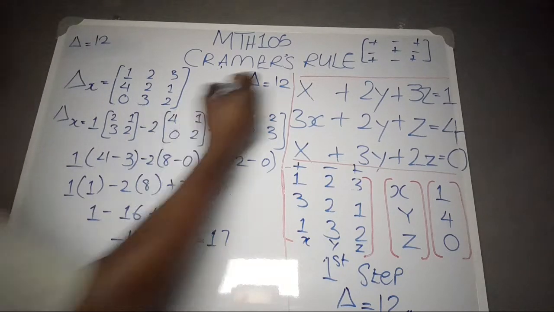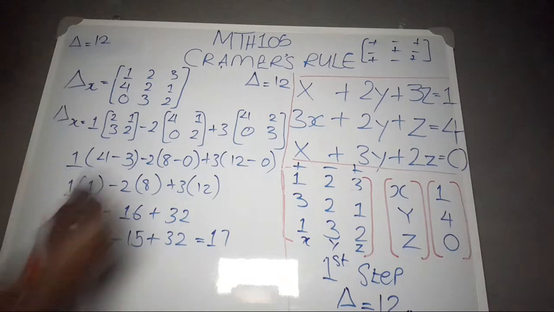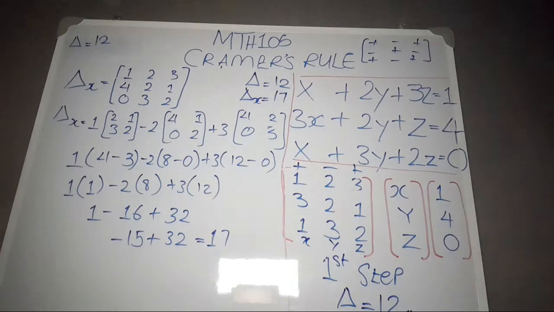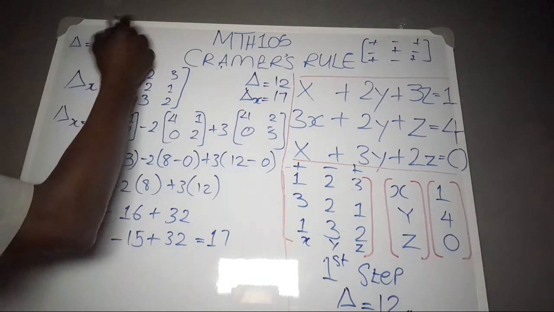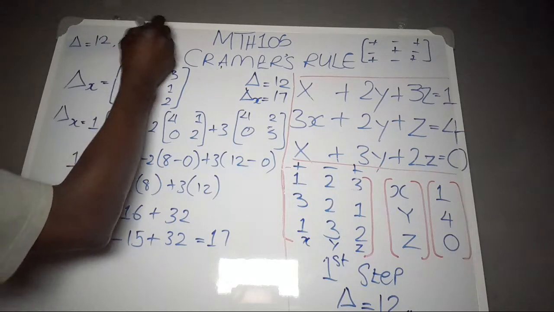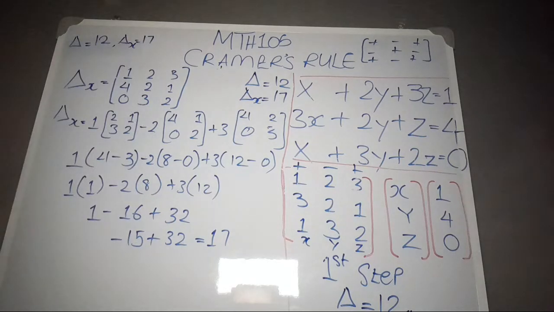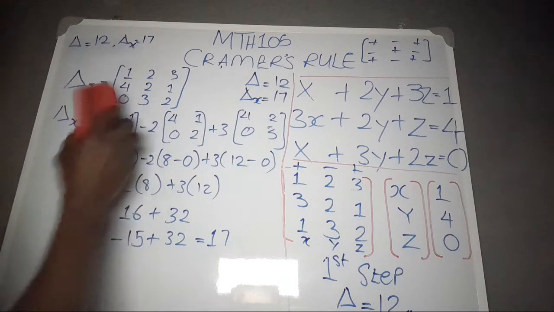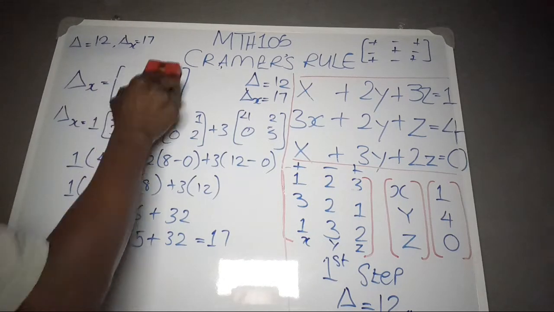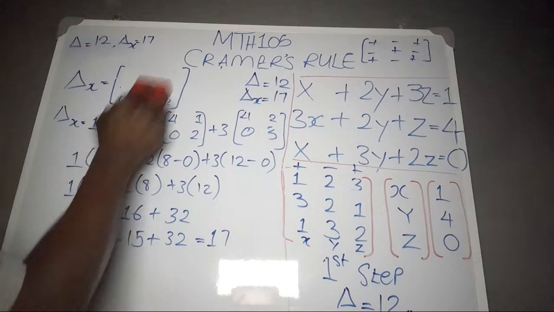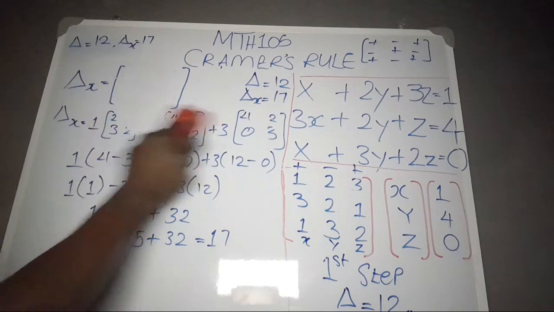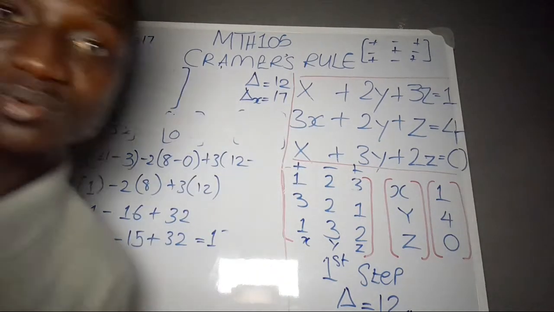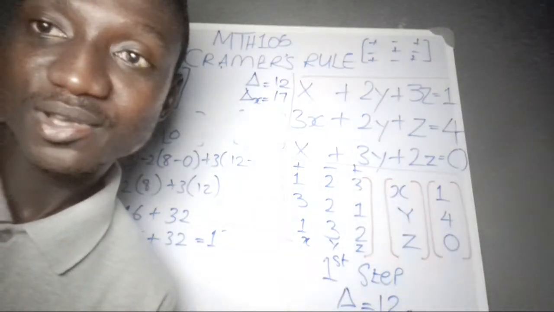So we have that as that. So for determinant x, we have 17. So we can say that x is equal to 17. So now we are going to solve for y and z. We are done with x, so we are left with y and z. I need to hasten up. I need to increase the pace.